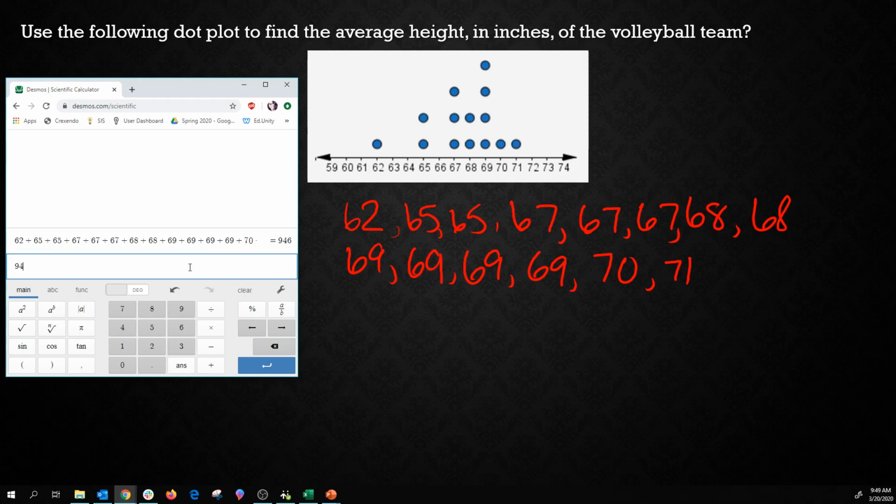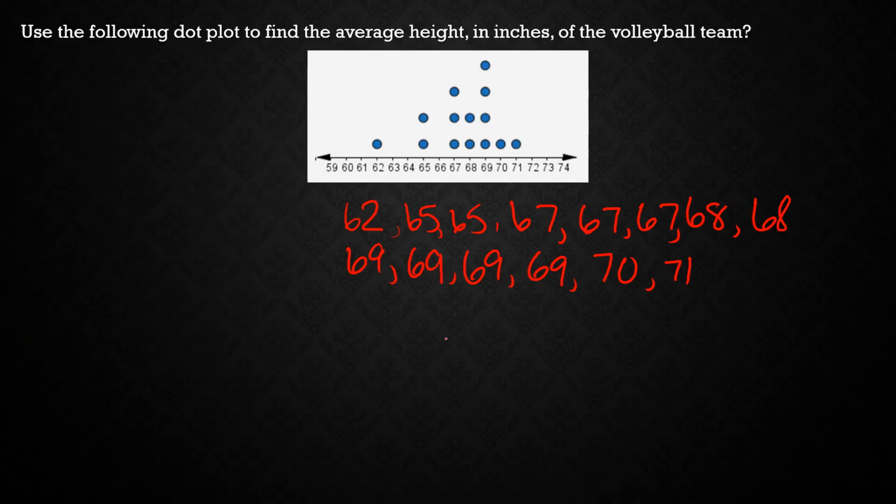So I'm going to take 946 and divide it by 14, which tells me that the average height of this volleyball team would be 67.6 inches. This would be my average, so 67.6.